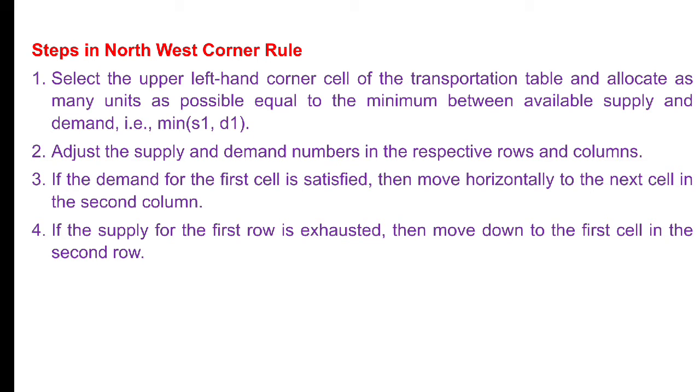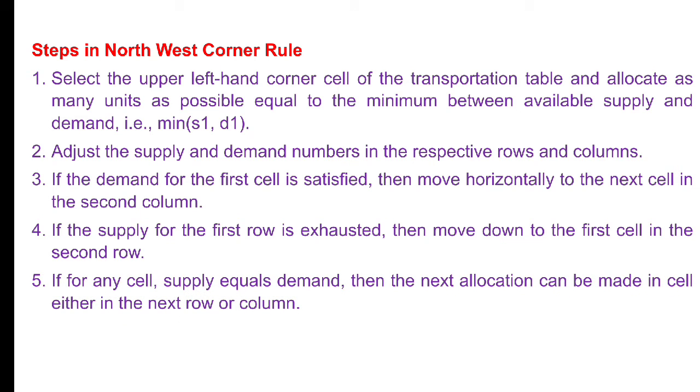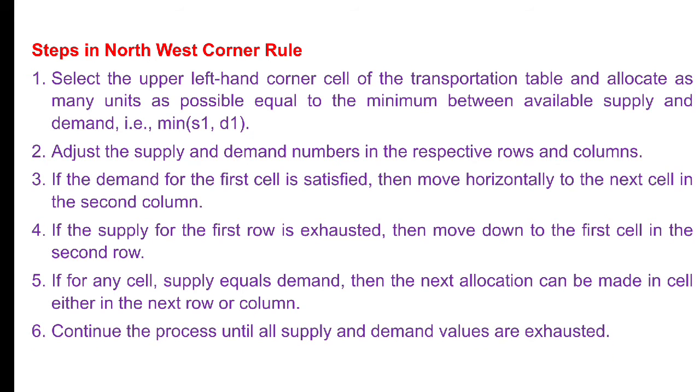If for any cell supply equals demand, the next allocation can be made in a cell either in the next row or the next column. If an equal amount is allocated, then we have to go to the next row or next column. Continue the process until all supply and demand values are exhausted. The same procedure is continued till everything is balanced and equally assigned.